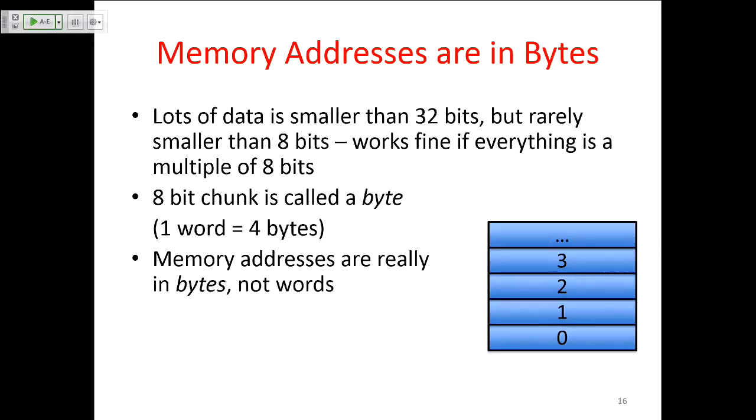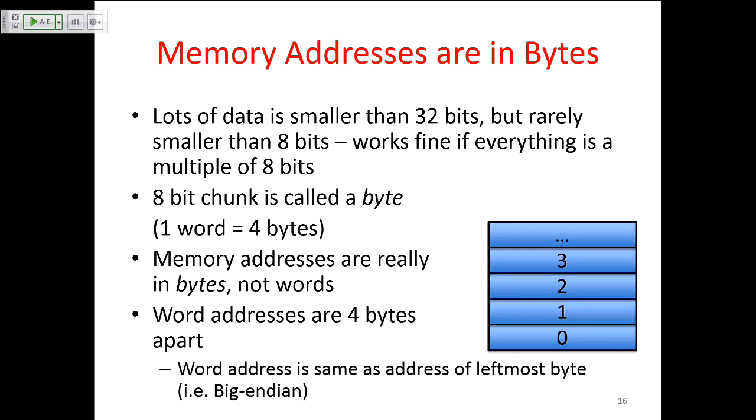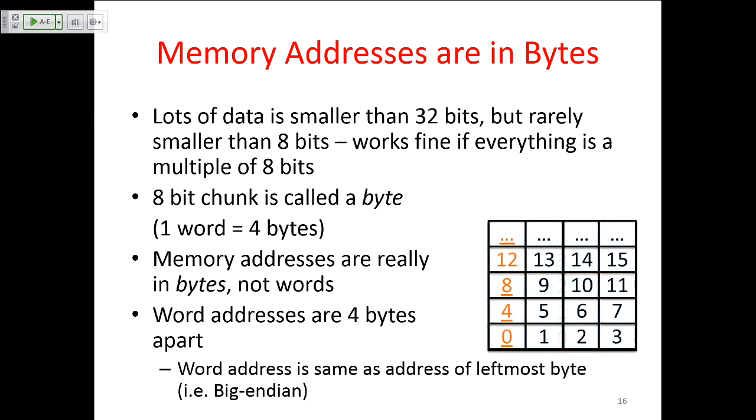Now, memory addresses are really in bytes. So for me to fetch the word, I actually have to increment the memory not in increments of 1, but in increments of 4. So the way memory is going to be organized is sort of like this, where each row represents 32 bits, so 4 bytes. In MIPS, this is something for you to remember: we name these bytes 0, 1, 2, 3 from left to right, and that's called big endian.